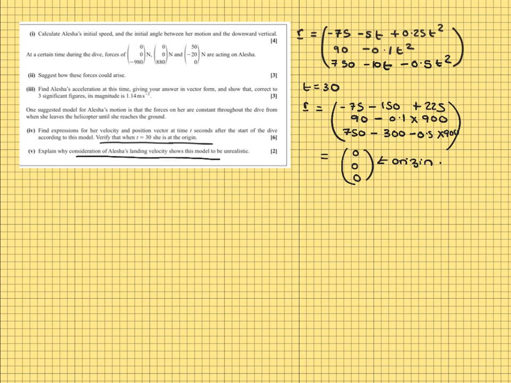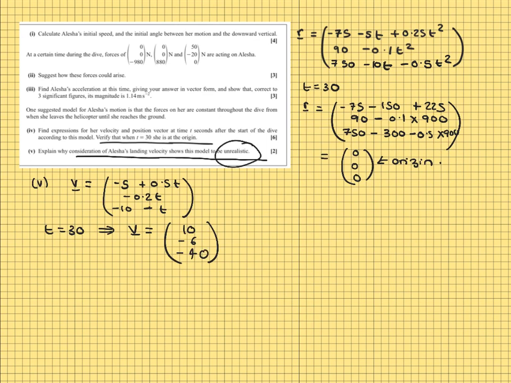Part 5. Explain why consideration of Alicia's landing velocity shows this model to be unrealistic. So, when time equals 30, she's back at the origin, so she's landed. So let's have a look at what the velocity is when she's landed. Now, we wrote down a formula for the velocity at time t, which was this. It was -5 plus 0.5t in the i component. It was -0.2t in the j component, and -10 minus t in the k component. Now, if t equals 30, and I substitute that into that result for v, I will end up with this result here, 10, -6, -40.